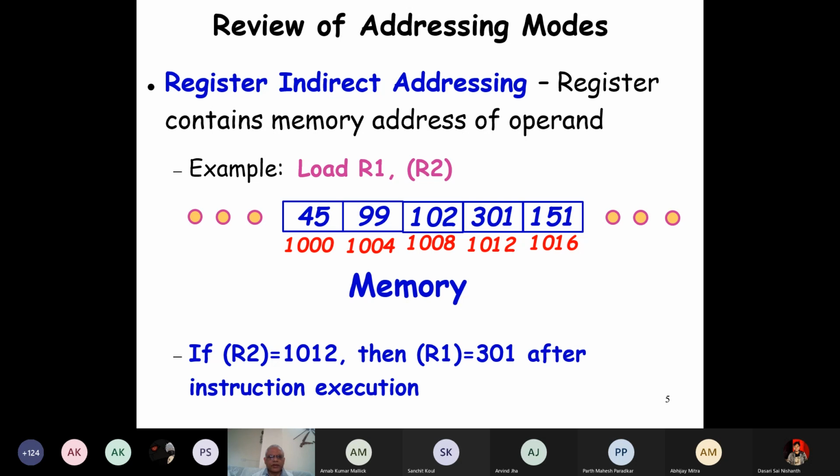And again, let's take an example. If R2 is 1012, the contents of R2 store 1012, that means the operand is present in memory location 1012. And therefore, R1 will contain 301, which is the data present at memory address 1012. The content of R1 will become 301 after the instruction execution.